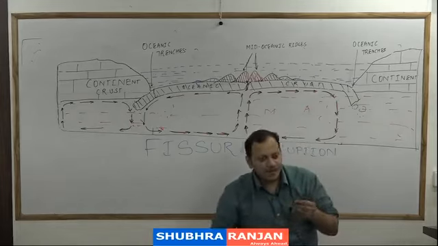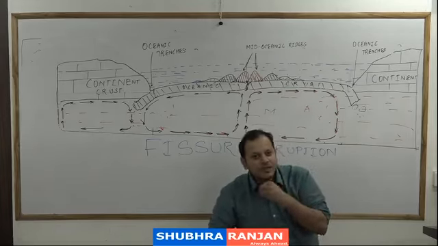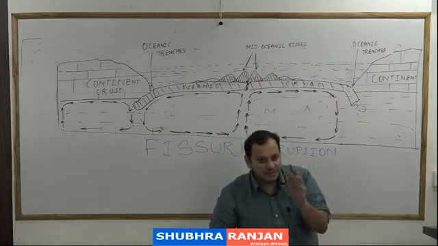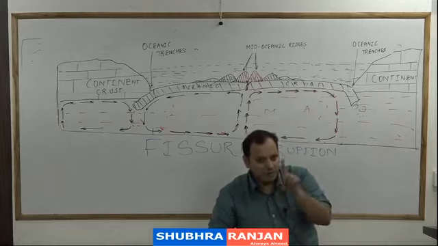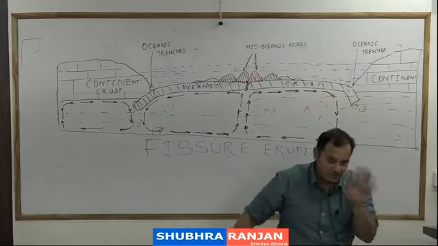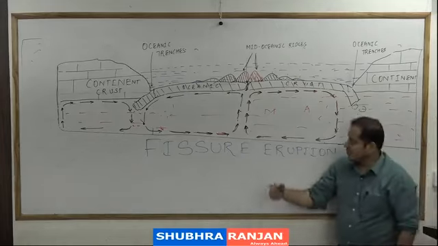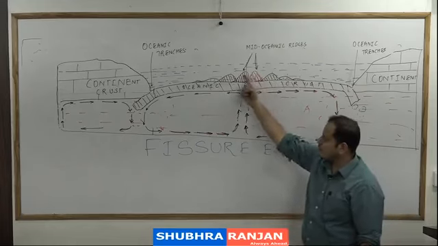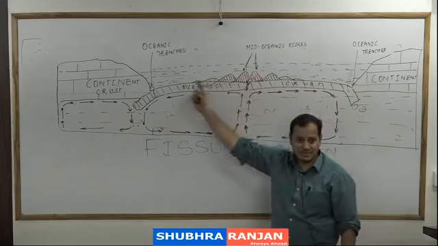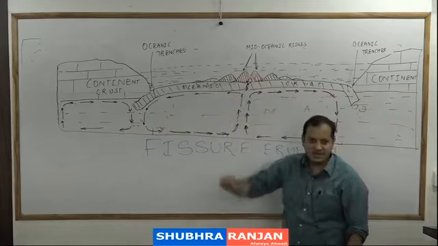Then the fourth evidence of a mid-oceanic ridge is that the thickness of the sediments increases as we go away from the mid-oceanic ridge. Seafloor spreading's next evidence is that the thickness of the sediments goes on increasing as we go away from the mid-oceanic ridge. So here, as you go away, the thickness of the sediments is increasing. Why? Because the mountains which initially formed are now being destroyed.